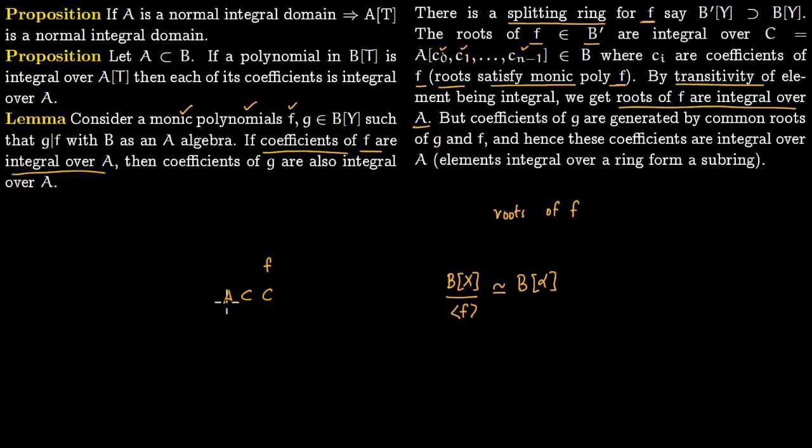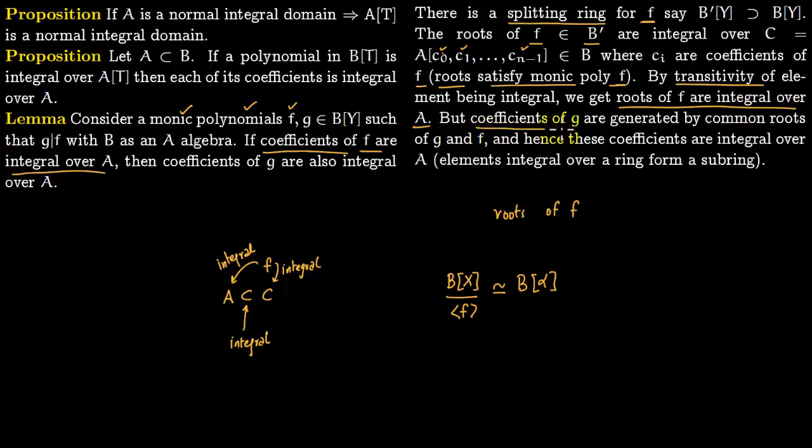So C is integral over A, and roots of f are integral over C. So this relation is integral. Roots of f are integral over C, and C is integral over A. So this would imply that roots of f are integral over A. This is just the transitivity property of being integral. So roots of f are integral over A.